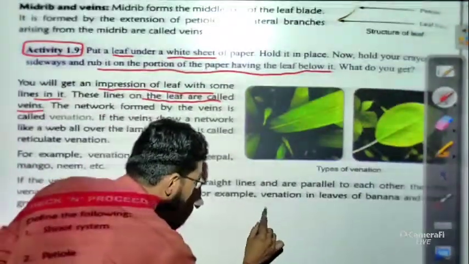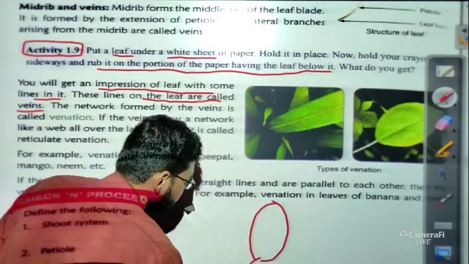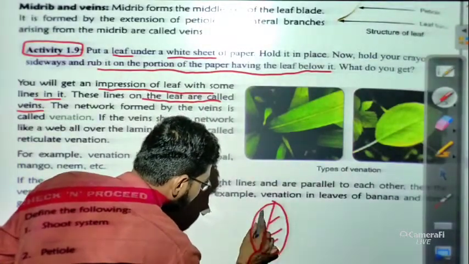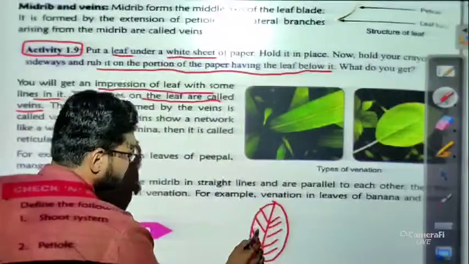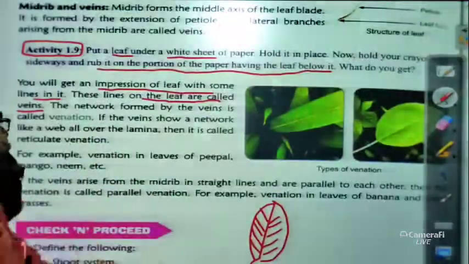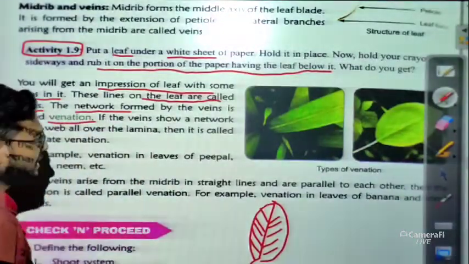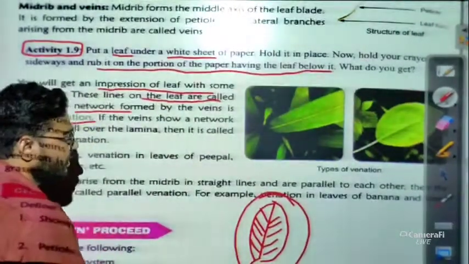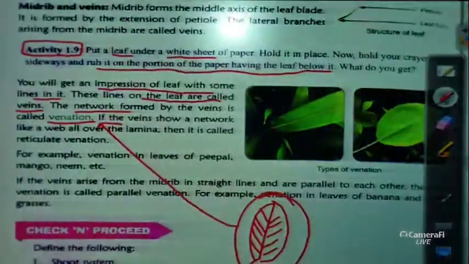If this is the leaf, let me draw a leaf, okay. So basically veins means this part. This is the midrib and these are the veins, okay. These are the veins, okay. So if you perform this activity you will see this part, and the network formed by the veins is called venation, okay. This network, that means the whole system, we can call it venation.